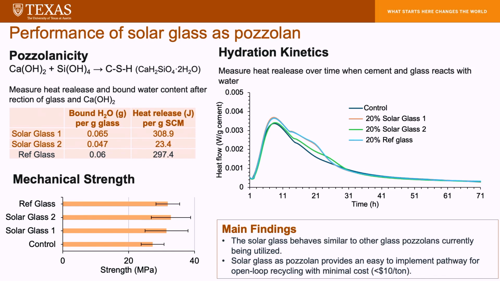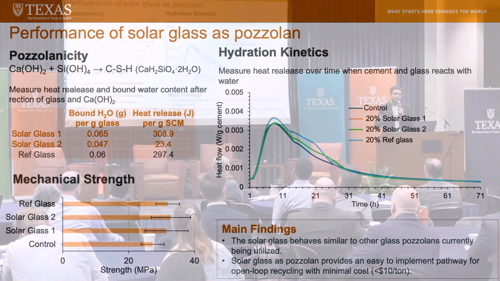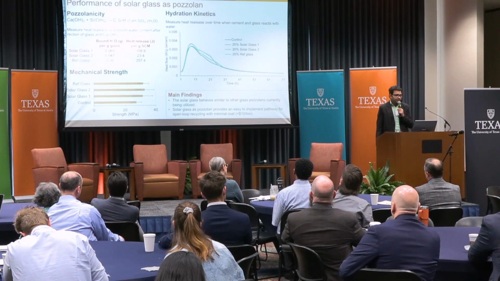That's why I feel it is relatively easy to implement in the grand scheme of things, and it is very cheap. Grinding solar glass panel from 2 millimeter to, let's say, 5 micron, which we need for it to work as a pozzolanic material, is quite cheap. It costs about $10 per ton, a very rough estimate.